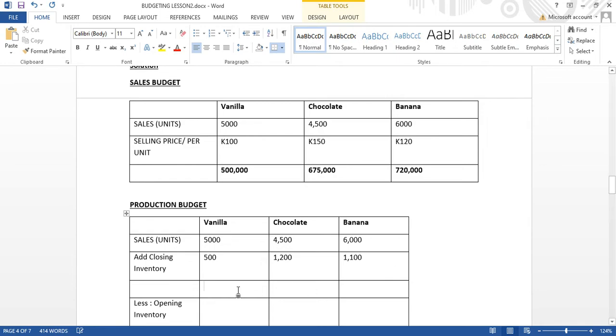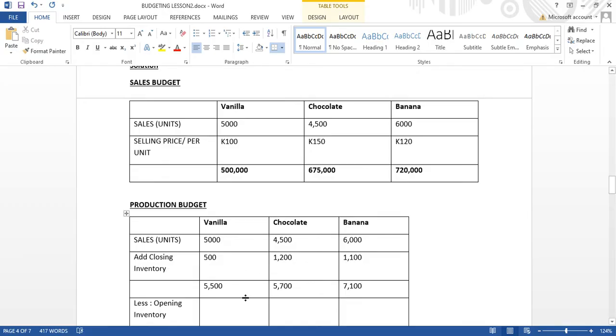Then we add them up, 5,000 plus 500 units. We have 5,500 units. 4,000 plus 1,200 units for 5,700 units. Then 6,000 plus 1,100, 7,100 units.